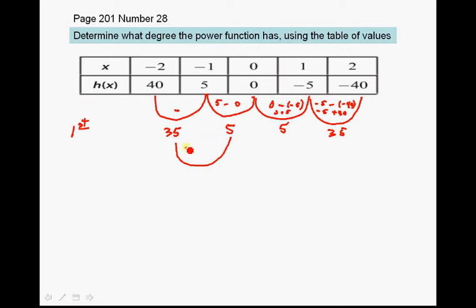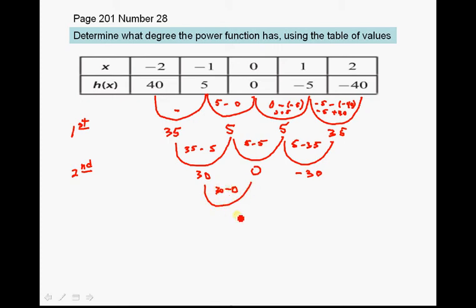And we get 35 minus 5, and that's equal to 30. We'll get 5 minus 5, and that's equal to 0. And we get 5 minus 35, and that's negative 30. Are these the same? No, they're all different. So the second iteration doesn't meet our needs, right? We need them all to be the same. And so we'll do it one more time.